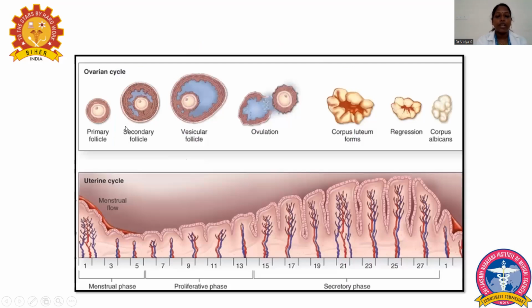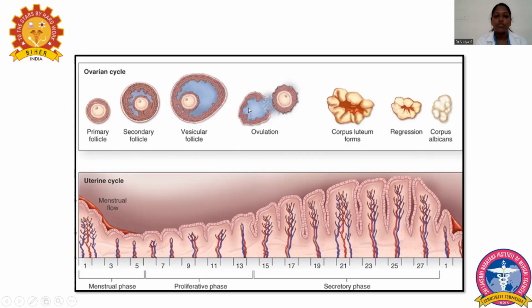Finally, we can view the ovarian cycle in this picture. The primary follicle consists of the central oocyte nucleus, surrounded by a single layer of cells called follicular cells, and then multiple layers of cells called granulosa cells. Next is the secondary follicle, which is surrounded by the granulosa cells, the theca externa and the theca interna. Next, the vesicular follicle or antrum, the fluid-filled space. Then the mature or Graafian follicle, with the zona pellucida, corona radiata, and the cumulus oophorus.